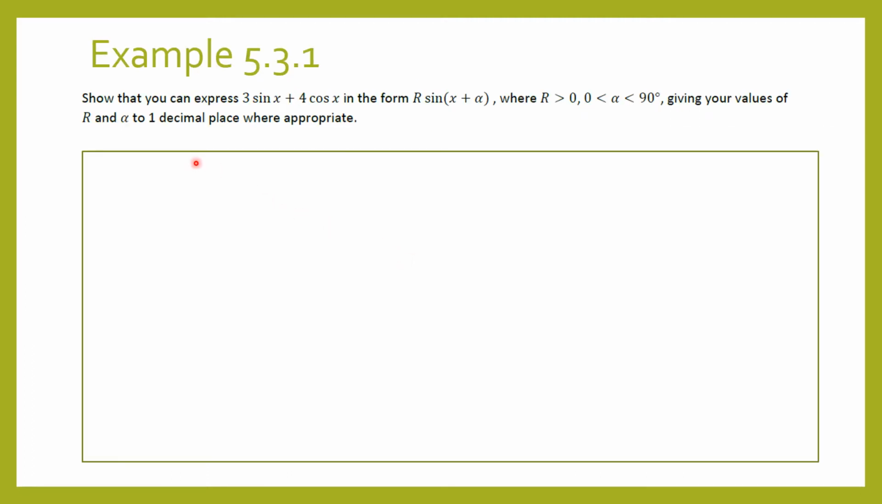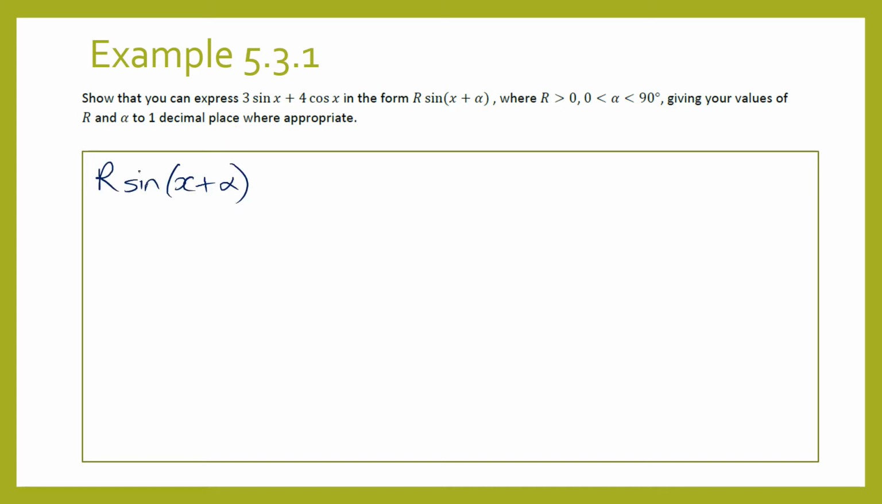So here we go, our first example of converting an expression of the form a cos x plus or minus b sine x into a single sine or cos function. Our example is the one we graphed on the previous slide, 3 sine x plus 4 cos x. We're going to write it in this form, r multiplied by sine of x plus alpha, where r is positive and alpha is an acute angle. Give your values of r and alpha to one decimal place where appropriate. So if we can write them exactly, then we do. If we can't, we give them to one decimal place.